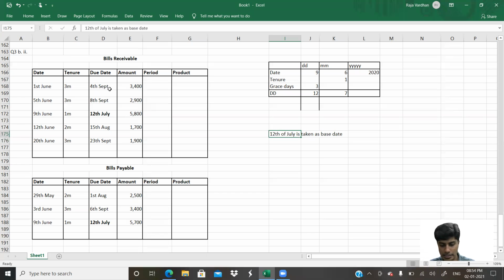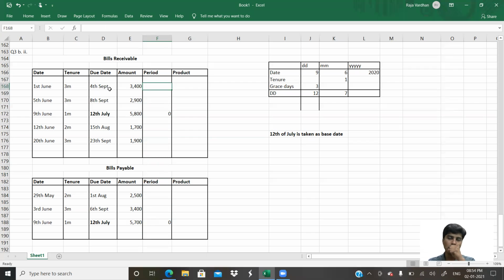12th of July is taken as base date. So period will be found between base date to this date. So 12th of July to 12th of July, this will become 0. And all the other period columns will be positive always. You get that? If you take other than 12th July, it will become negative. So I don't want that to happen.